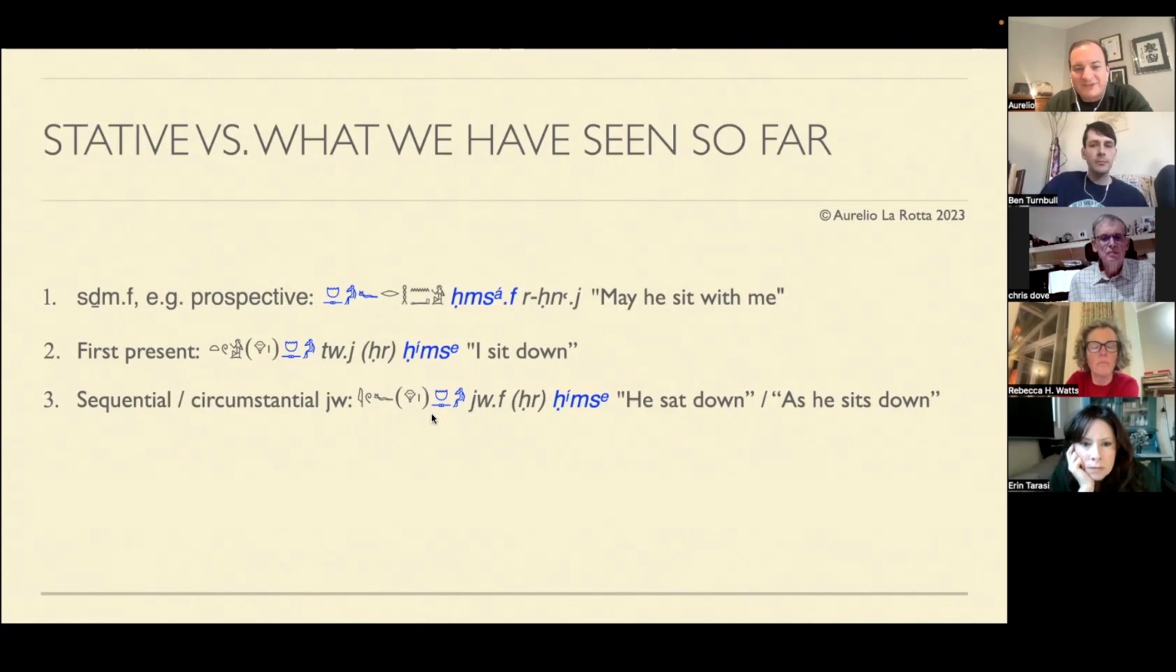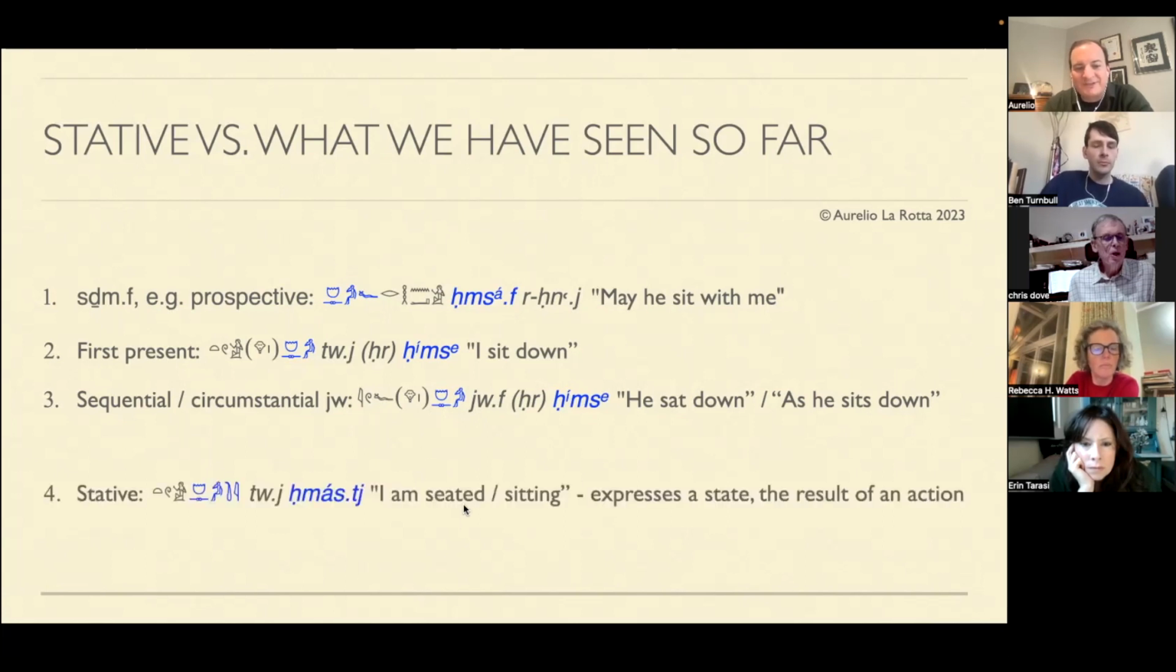Today we come to the next structure, which is the so-called pseudo-participle or stative. And that's also an inflected form, but in this case, the subject comes before it, and then there's a conjugation ending at the end. So in this case, for example, tui hamasti, I am seated or I am sitting. It expresses not an action that is starting, but it expresses the outcome of an action. So in this case, I sat down and now I'm sitting.